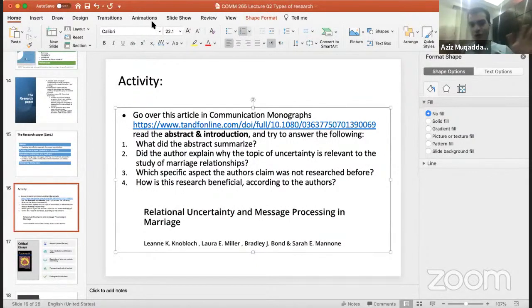So they said why it is important, and then how it is new. This is something you do in an introduction: they introduce the theory they're working with, what the topic is, and what new thing they're trying to add. And then how is this research beneficial according to the authors? Why is it important? Why should we care? Why should we continue reading this research?